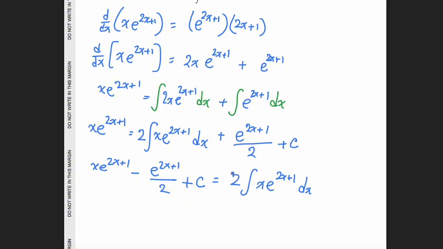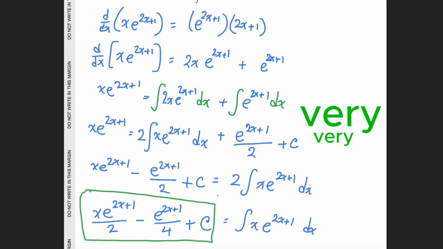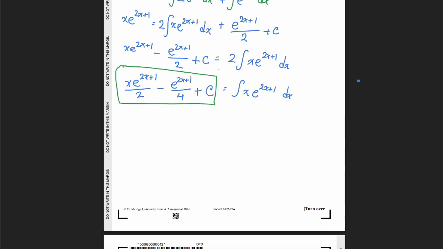And then we divide both sides by 2, so this 2 cancels. And again, when we divide plus c over 2, this thing is another constant. So this is going to be another constant, and this is our final answer. Very, very nice. This question was so satisfying to do.